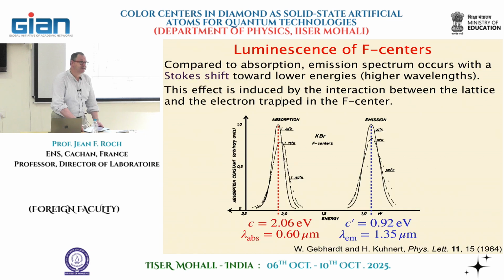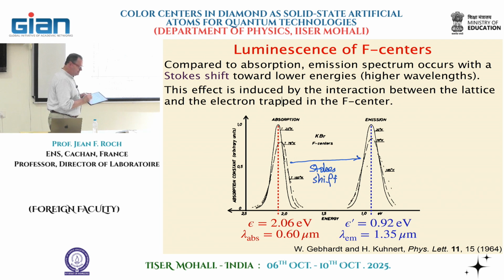Okay, now this is for absorption, but it was found also that those color centers can exhibit luminescence. Luminescence means that you absorb light and you re-emit light, okay? What was found is that the emission peak of the emission spectrum occurs with a shift toward larger wavelengths, and this is called the Stokes shift.